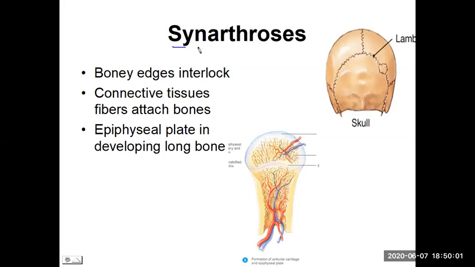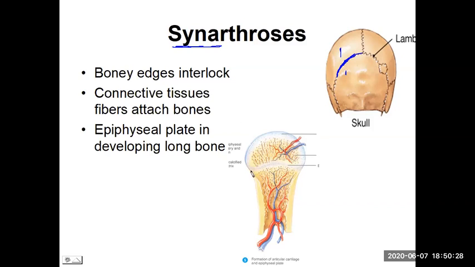So again, synarthrosis meaning no motion. And again, right here, the sutures of the adult cranium are a great example. So at this point here, as an adult, there's no motion between the parietal and occipital bones. I say adult because at birth, the fetal skull still allows for some flexibility for delivery.